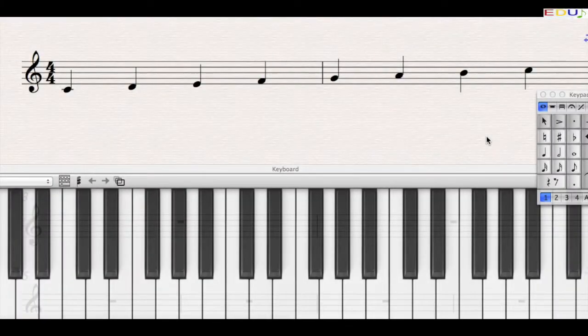Hello everyone. Today we are going to talk about the C major scale. You might have seen the C major scale before, something you have learned before, and you know where to find this scale on a piano, exactly from C to C. Let's check. Here's the C.